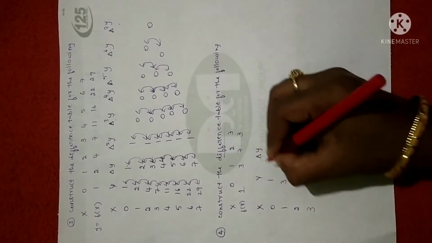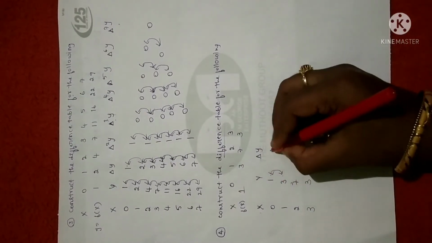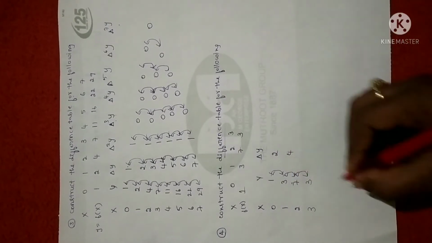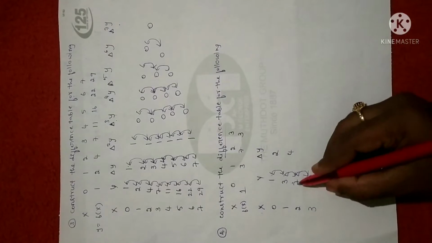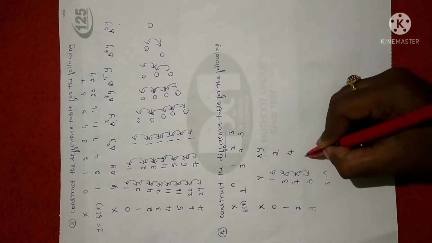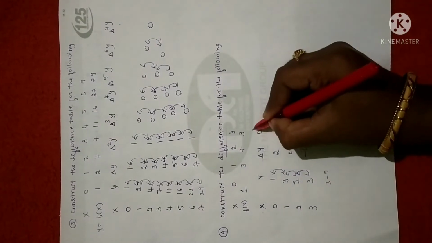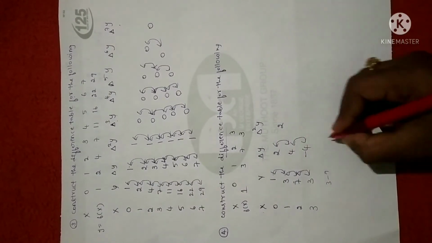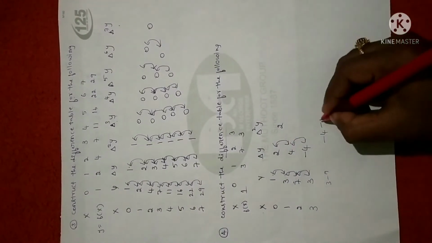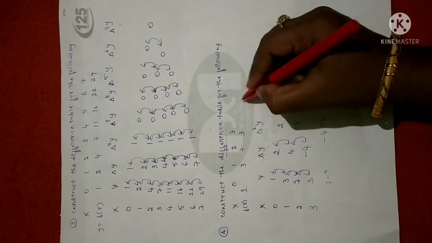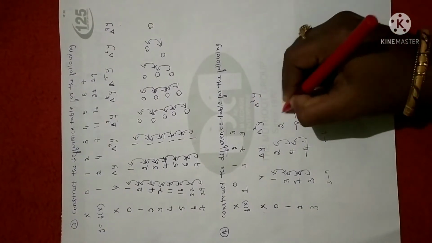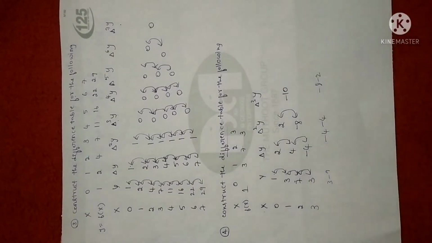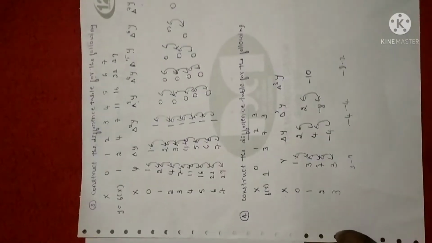So let me calculate delta y. It is 3 minus 1, 2. 7 minus 3, 4. 3 minus 7. Remember it is 3 minus 7 but not 7 minus 3. So 3 minus 7 will be minus 4. Similarly, second forward difference is 4 minus 2 is 2, minus 4 minus 4, you will get minus 8. Fine. The third forward difference is minus 8 minus 2. It is minus 10. So this is the forward difference table.